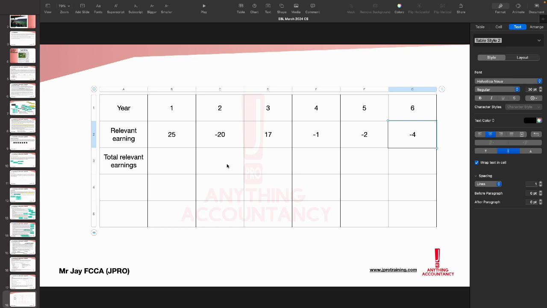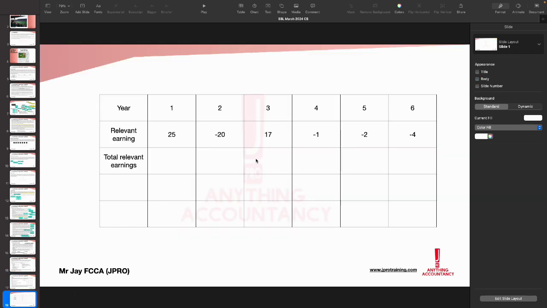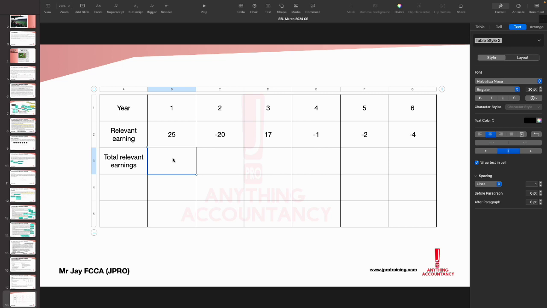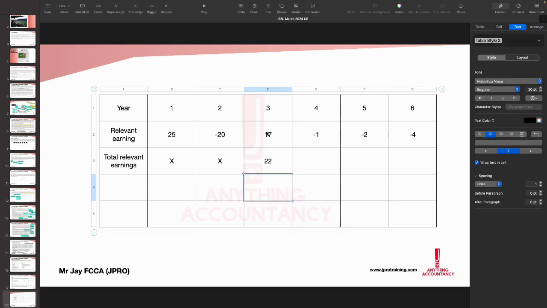Now, they count this on a 3-year basis. So remember, it's a 3-year basis, 3 years. So they count this on a 3-year cycle. So here they don't count, no counting. This is the first one. They go something like the sum of all of this. You should get 22. Your relevant earnings is okay. Remember, the limit is -5.